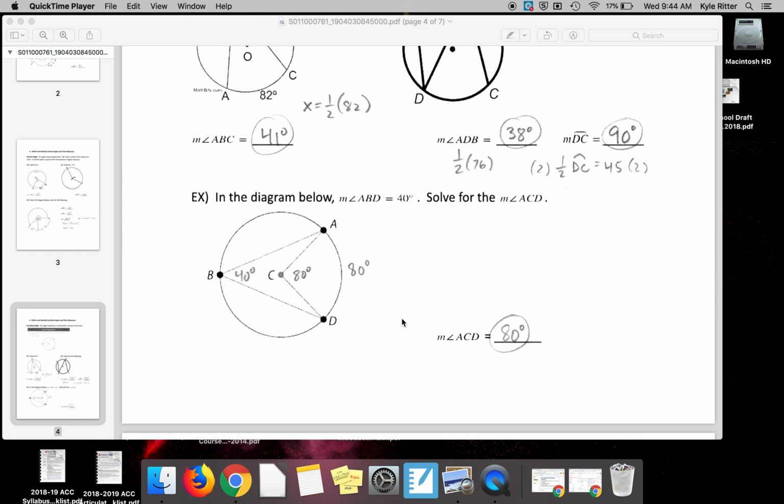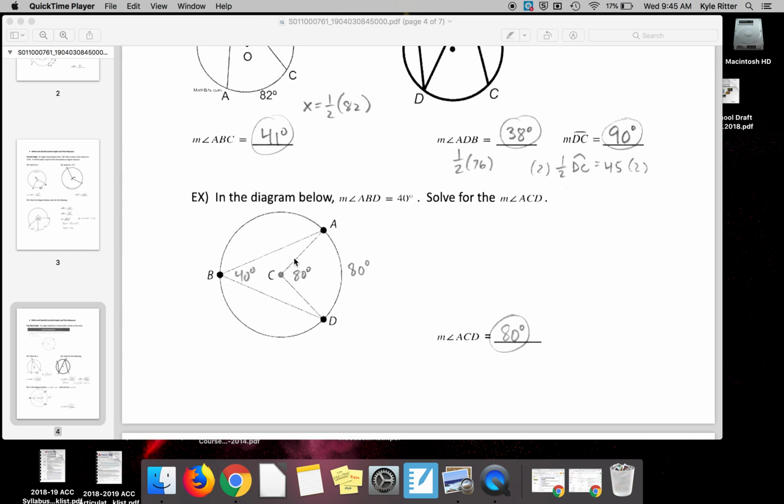One more example to play with. This time we're going to need to know a little bit about central angles and inscribed angles together. Given the measurement of angle ABD is 40 degrees, here's our angle ABD, so we're given the inscribed angle measure. Well, what we can do with that is double it to get the arc measure that it corresponds with, or hugs here on the outside. And then we can work backwards from there.